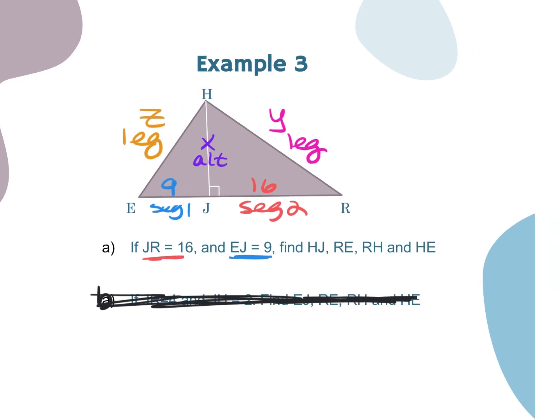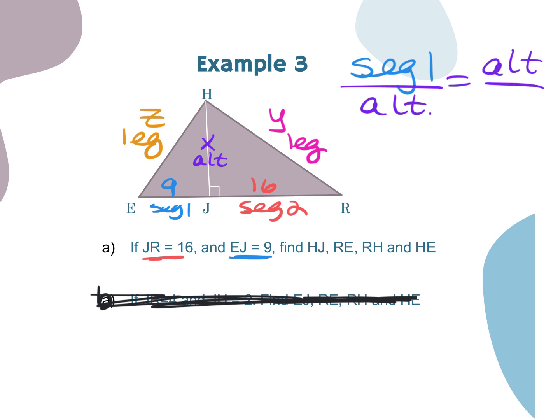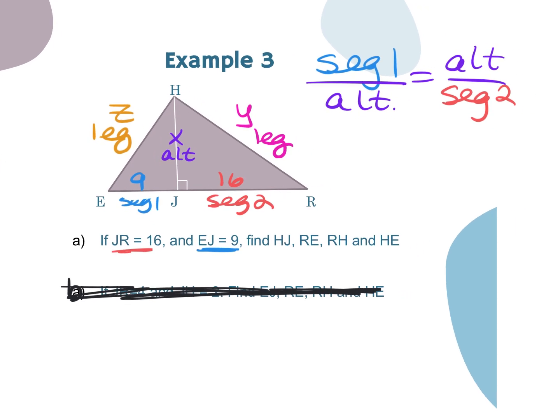So remember that one was segment 1 over altitude, altitude over segment 2. So let's fill in our numbers and our letters. So segment 1 is 9. I told you we're going to label the altitude as X. And segment 2 is 16. I now have a proportion that I can solve.